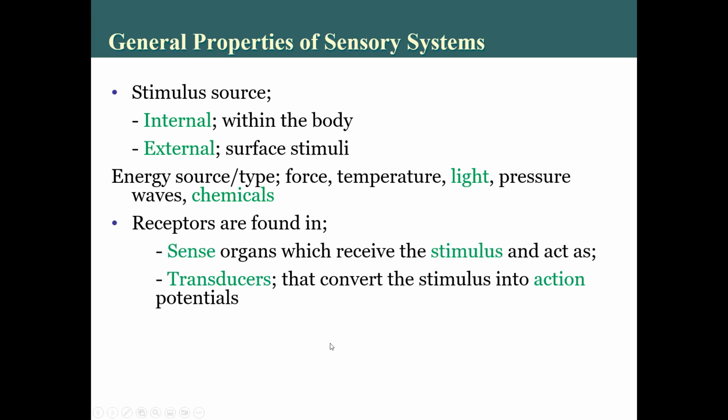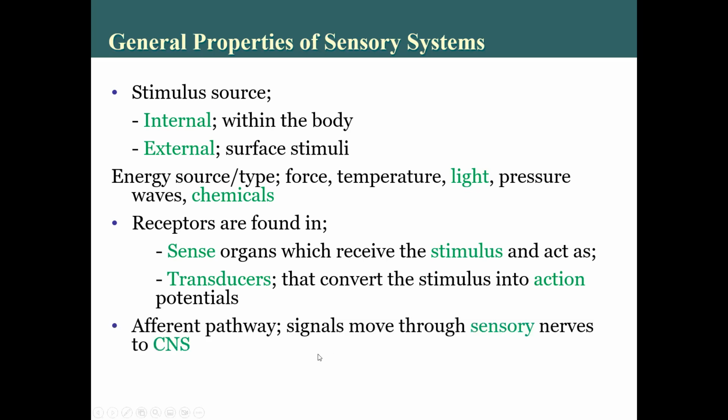Receptors are found in sense organs, which receive the stimulus and act as transducers. The idea is the stimulus is not going to be in the form of action potentials. So the sensory organs transduce whatever stimulus it is, as we saw above, into a series of action potentials. Now, if you remember, we talked about how intensity is coded for. So please try to remember what we talked about with that. I'll be repeating it again today, but make a note of that because I'm going to be asking you to tell me about that on an essay.